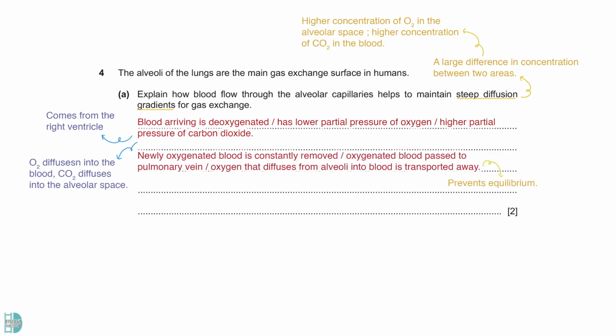The newly oxygenated blood is constantly removed from the area. The oxygenated blood is passed to the pulmonary vein, so the oxygen that diffuses from the alveoli into the blood is transported away continuously. This prevents equilibrium from occurring.